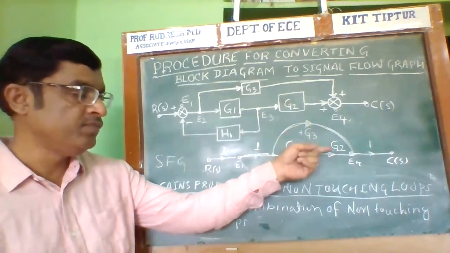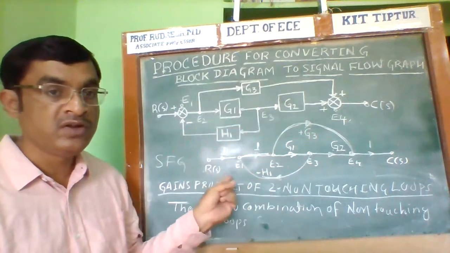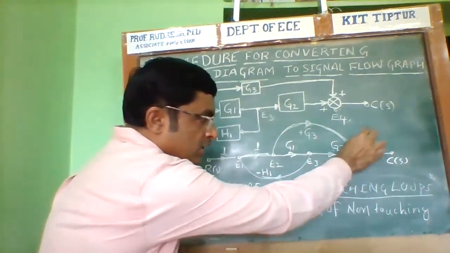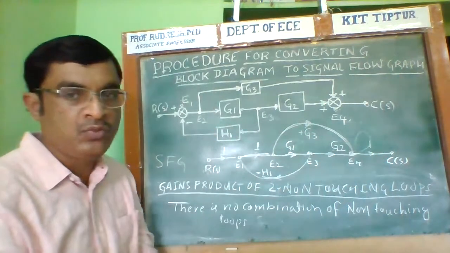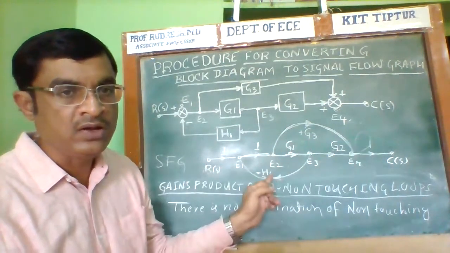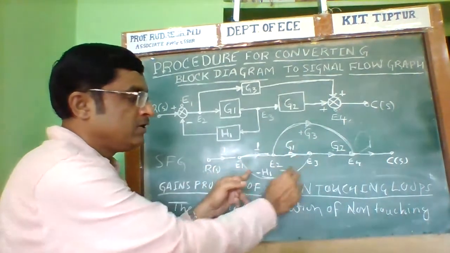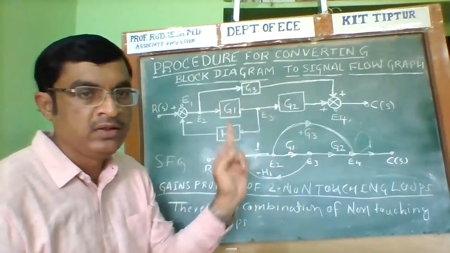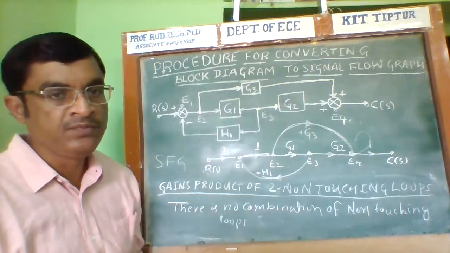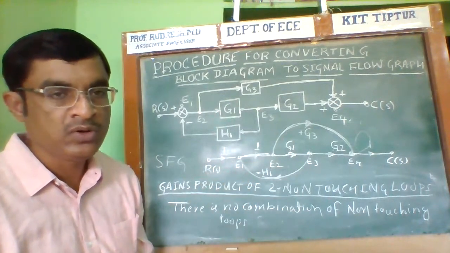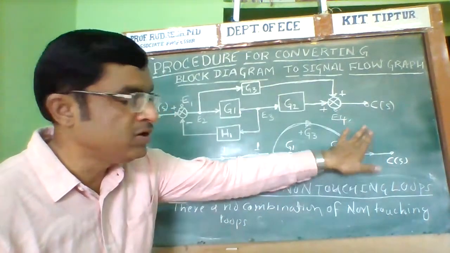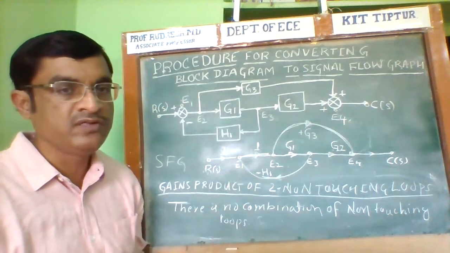In case we observe two non-touching loops, if it is other loops then it is non-touching. If there is a loop here, and this is the loop, and these are non-touching to each other, we need to multiply this loop gain with this loop gain. Then P12 is the gains product of the two non-touching loops. Then we need to multiply. But in this particular signal flow graph, there is no non-touching loop.